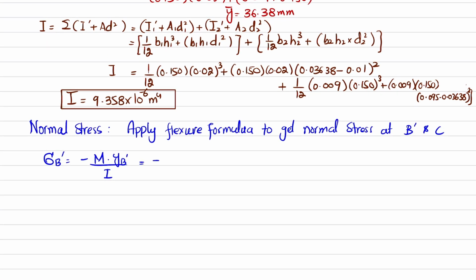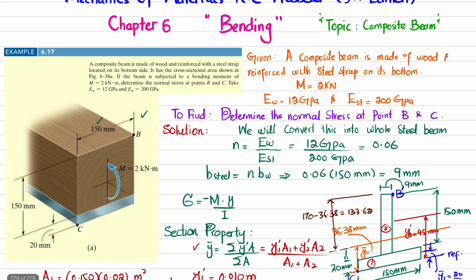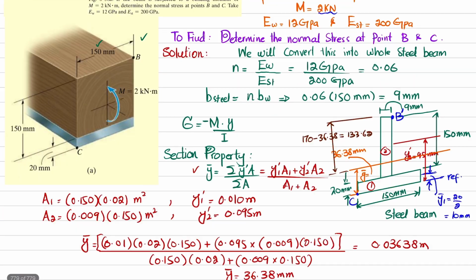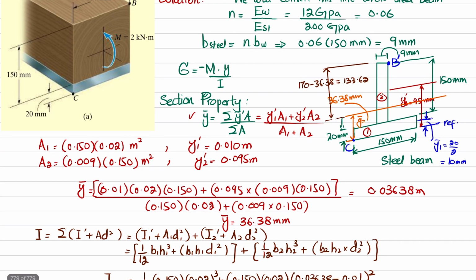Now, minus moment value is 2 kilonewton meter, and what is YB? YB is the distance from the neutral axis to point B, and you can see this distance is 133.62. How do we get this? 170 minus 36.3.